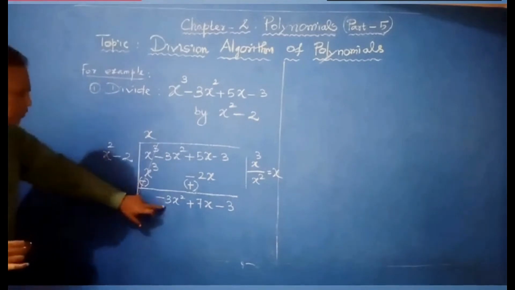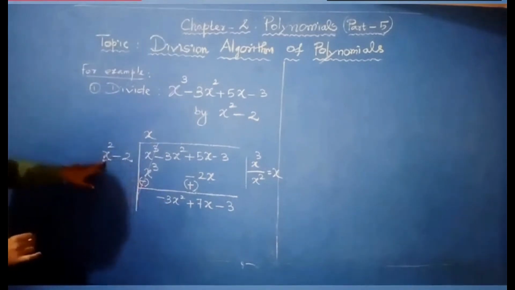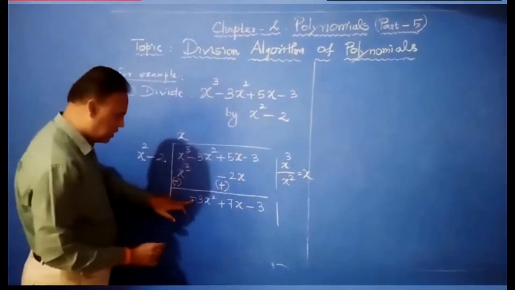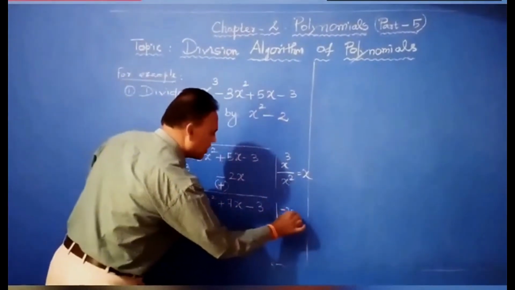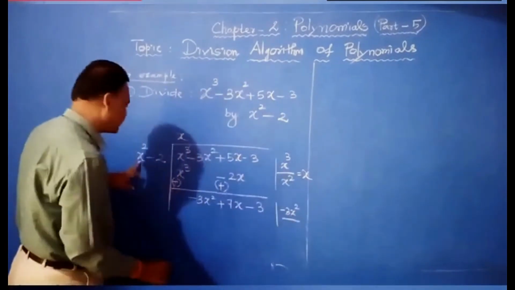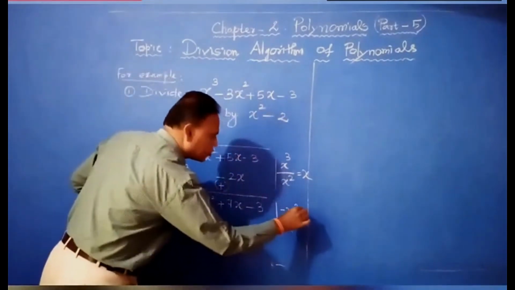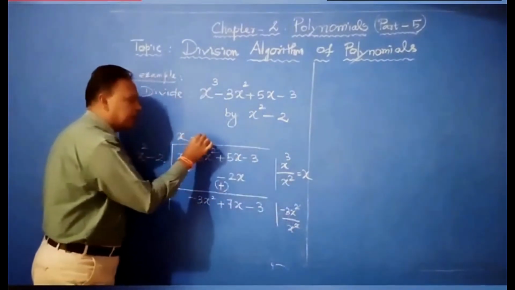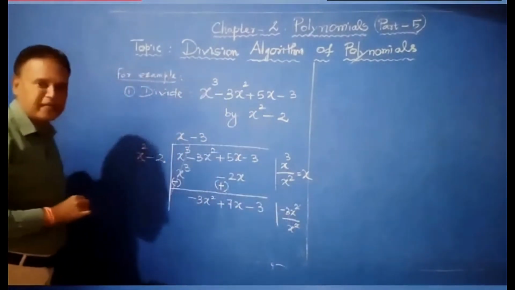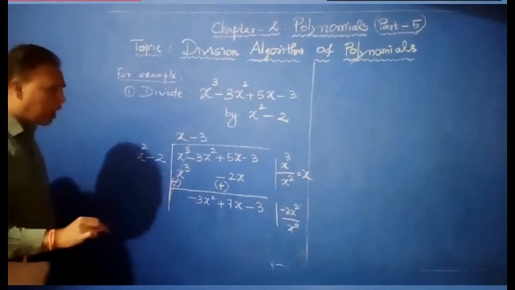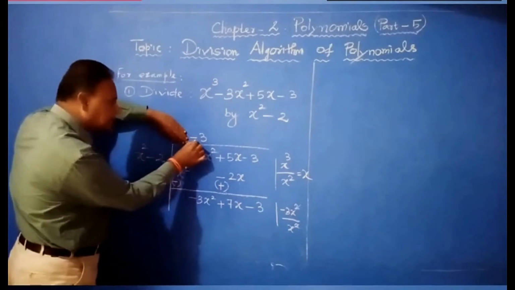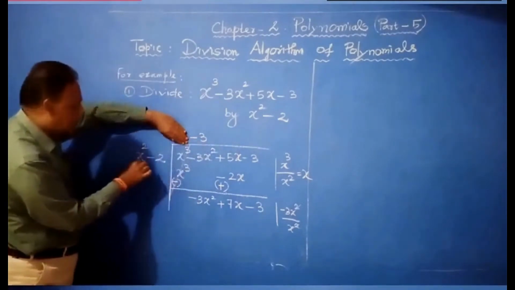Now again, this first term and this first term, you have to divide. You will get again a quotient. Minus 3x squared by x squared. So x squared cancels. What you will get? Minus 3. So minus 3 you add it here in the quotient. Now what you have to do is you ignore this x. Only take minus 3 and multiply with this polynomial.